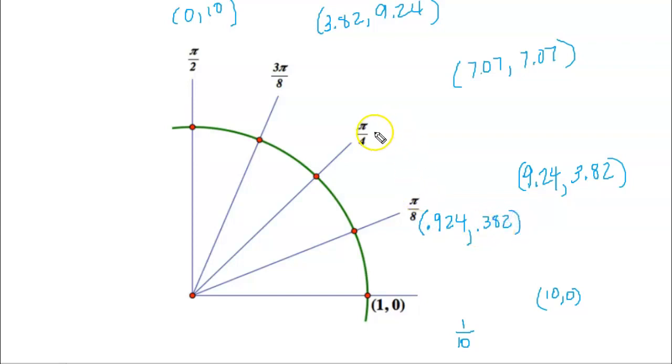0.382, this one is 0.707, 0.707. This one is 0.382, 0.924, and 0, 1. So we're still using that same proportionality concept that we had yesterday. Yesterday we were finding 20 foot, so we multiplied everything by 2. When we found 40 foot, we multiplied everything by 4. Now we're going smaller, but it is still proportional. So we can figure out what those points are, still using that same proportionality concept.